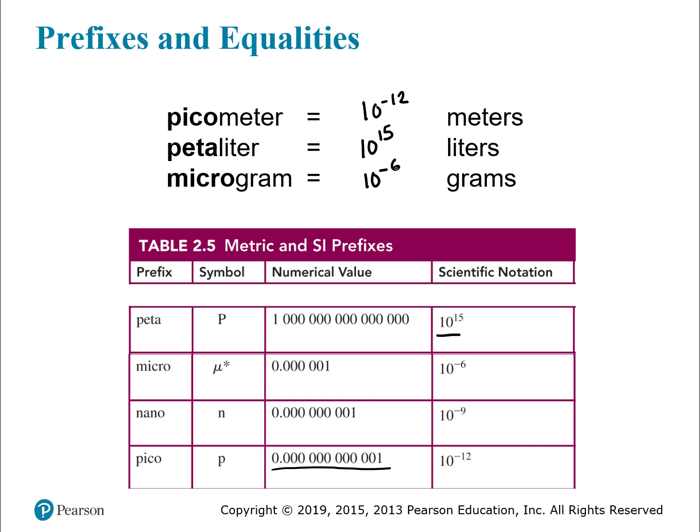So that is how you can look at something like a picometer or a microgram and write an equality. Because what we're saying here really is 1 picometer is equal to 10 to the minus 12 meters. 1 petaliter is 10 to the 15 liters. 1 microgram is 10 to the minus 6 grams. These are equalities.